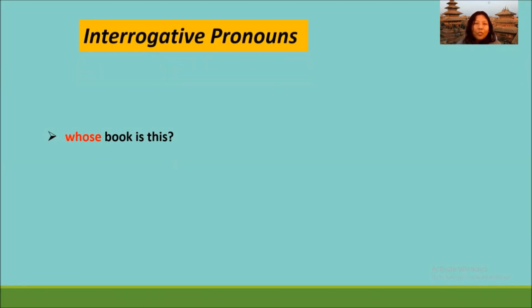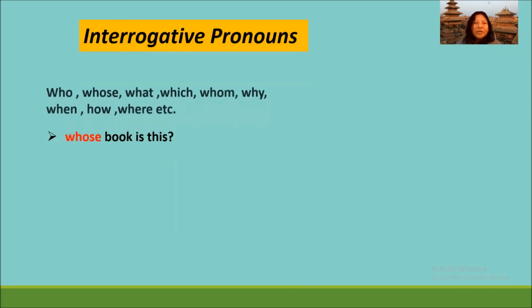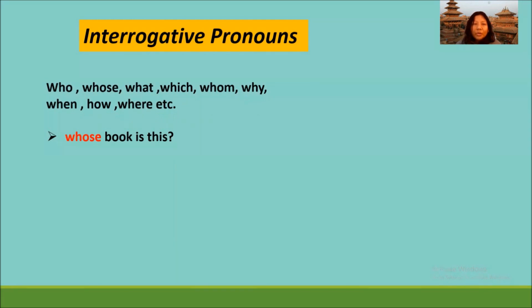Now could you tell me what are interrogative pronouns? Any idea about the interrogative pronouns? The words who, whose, what, which, whom, why, when, how, where, etc. They are called interrogative pronouns, and they are used to ask questions about a person or a thing.